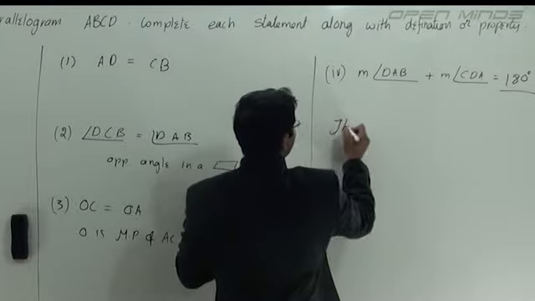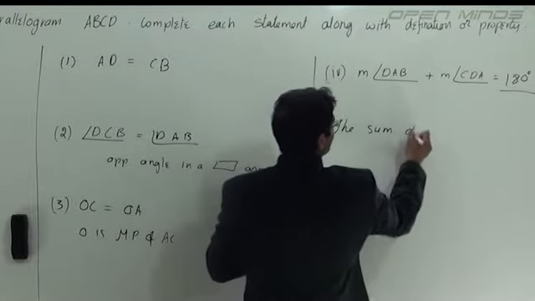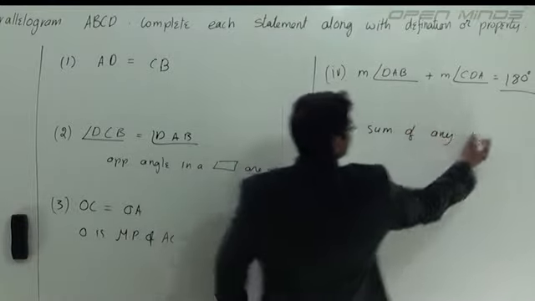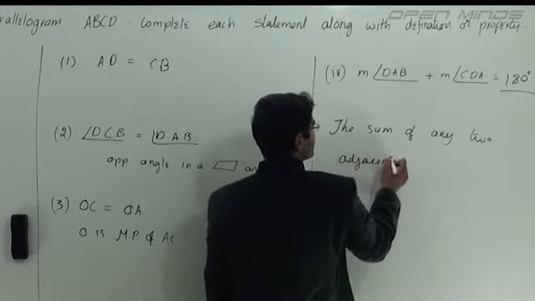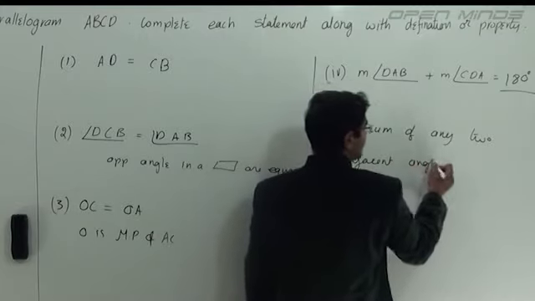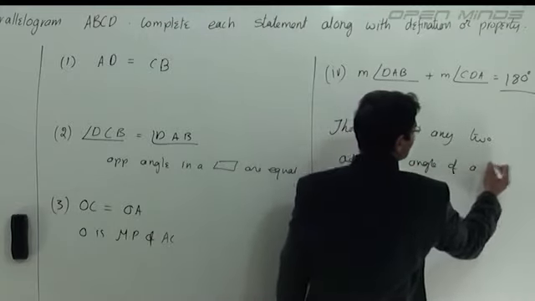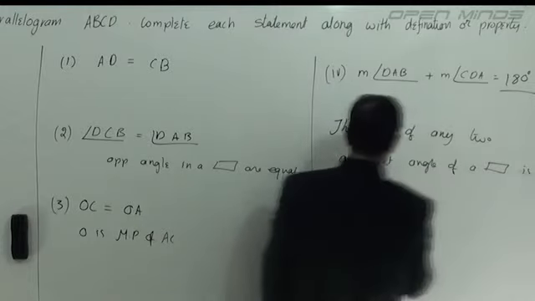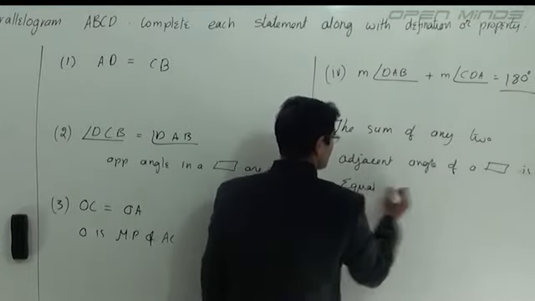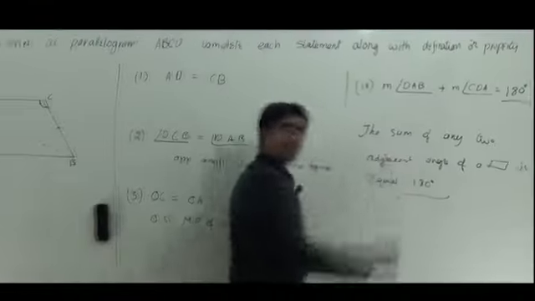The sum of any two adjacent angles of a parallelogram is equal to 180 degrees. That's all about it. Pretty simple.